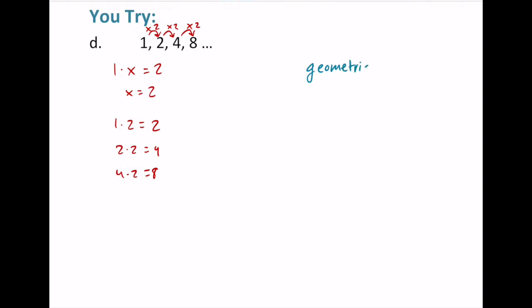Okay, part D, I'm trying to determine how I can go from one number to the next. So let's try to see if this is arithmetic. If I add 1, I get 2. If I add 1 again, I don't get 4. So that's out. It has to be geometric. So 1 times another number is 2. So 1 times 2 is 2. 2 times 2 is 4. 4 times 2 is 8. So every time I'm multiplying by 2 to get to the next number. Because I'm multiplying, it has to be geometric, and my common ratio is 2 because that's the number I'm multiplying by.